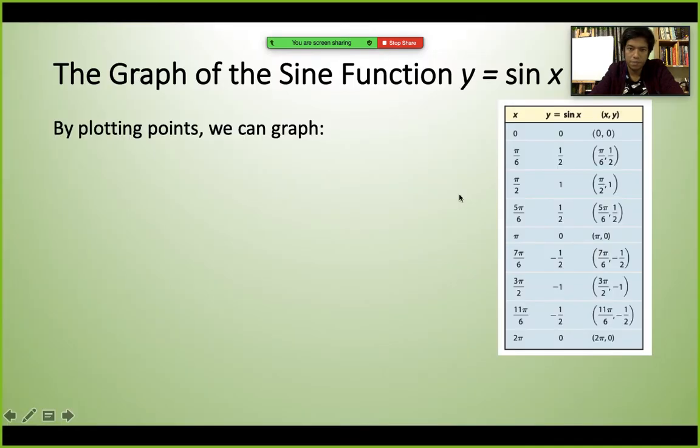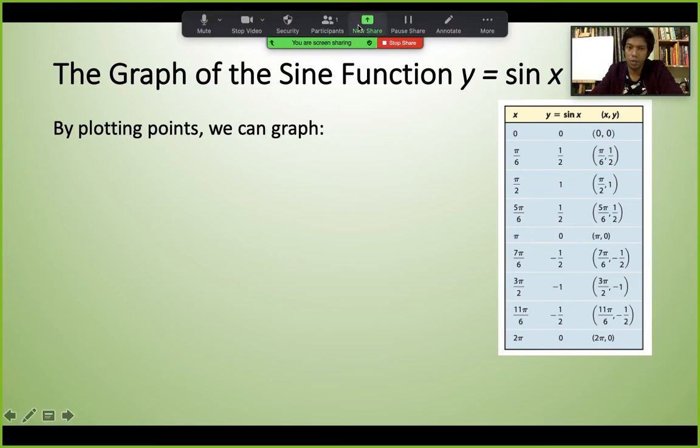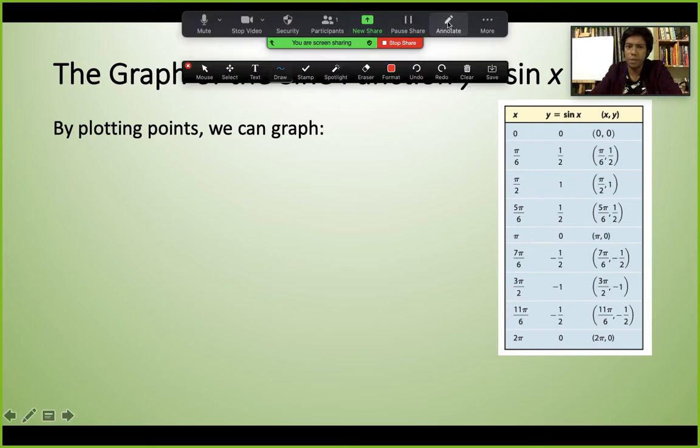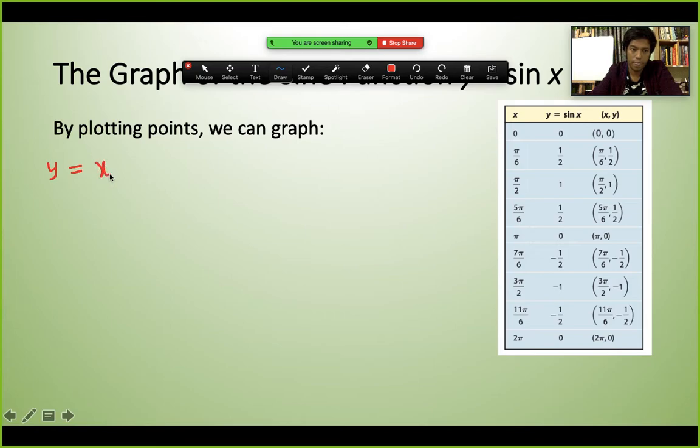So let's start. First of all, by plotting this sine x, this sine function, we can graph it. It's simply the way we graph a simple equation like y equals x plus 1. How do we graph this kind of equation? First, we consider some values of x, then we do the calculation to see what we get for y, then we just plot it on the graph paper, and we get the graph.